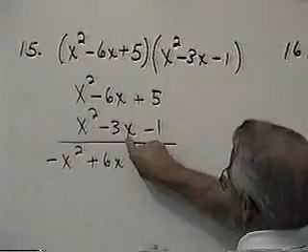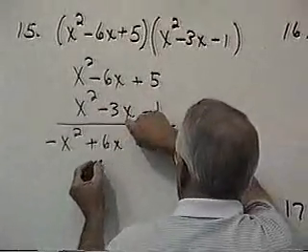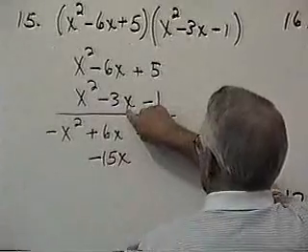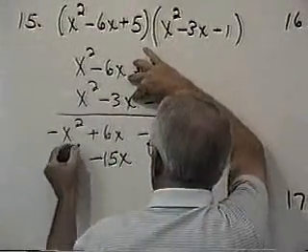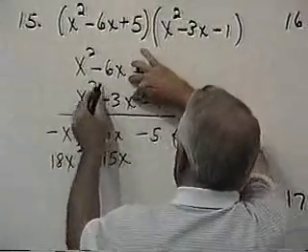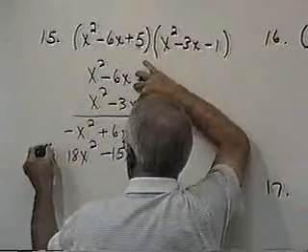All right, now we take this and multiply it times everything. This times that's a minus 15x. This times that is a plus 18x squared. And this times that is a minus 3x cubed.